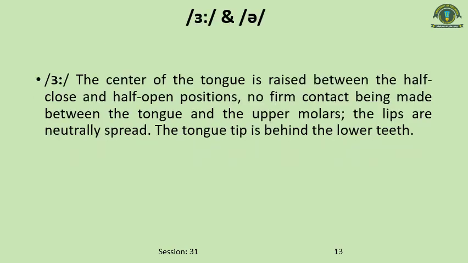Well, our next sound is again one of the long vowel sounds. Let's read the explanation. The center of the tongue is raised between the half-closed and half-open positions, no firm contact being made between the tongue and the upper molars. The lips are neutrally spread. The tongue tip is behind the lower teeth. And listen to the sound again.